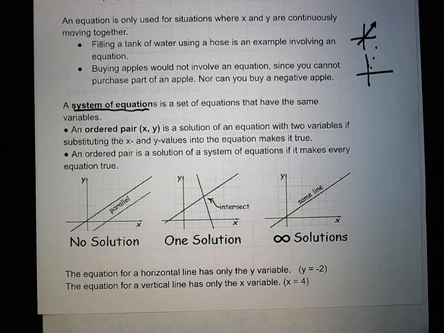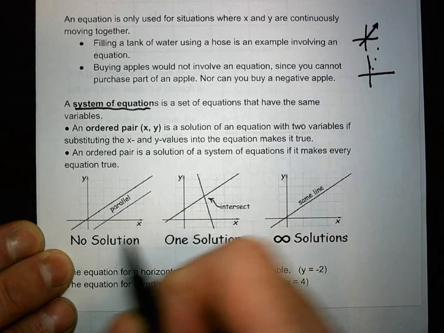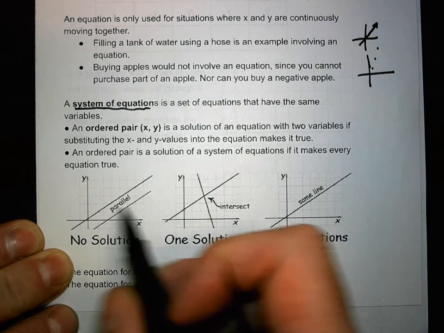Because I can write that in a way that has two variables. A system of equations is multiple equations that use the same variables. If I have y equals mx plus b, and I have two of them, I can have multiple equations, but using the same variables. Therefore, somewhere there's a meeting point. We know what an ordered pair is, x and y, right? Now, when we get to systems of equations, we're going to see.